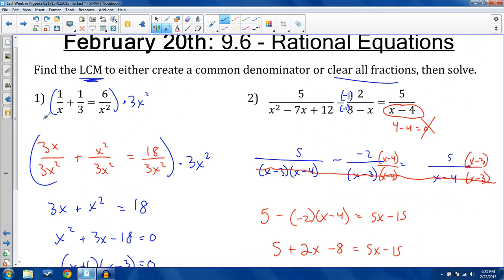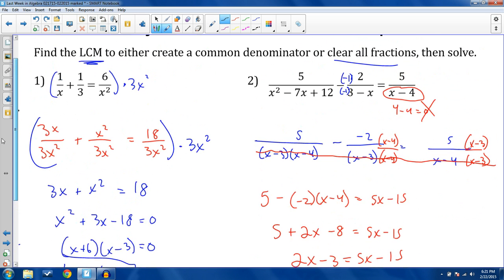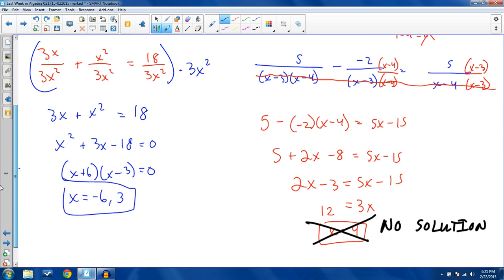So, doing the math, though, is still important. You have to know all the stuff to do that. And if x equals 4 worked, then that's your final answer. But that's it, and that's all. And that's all I got for you.